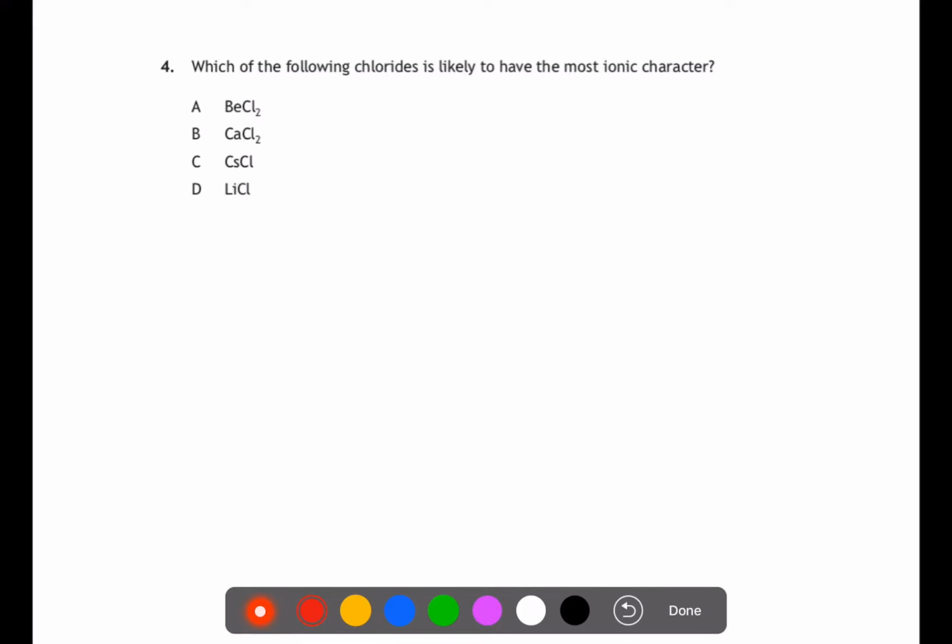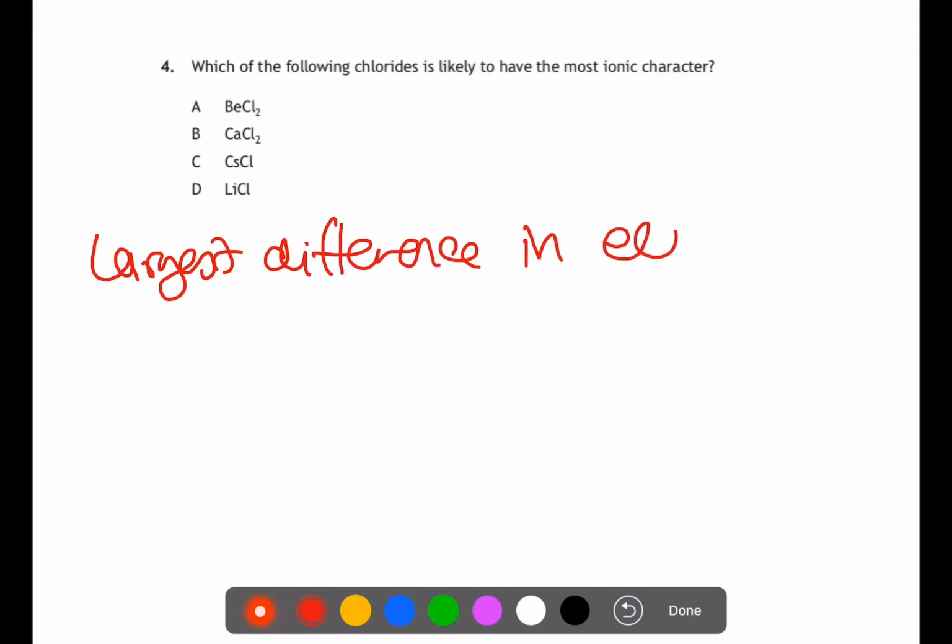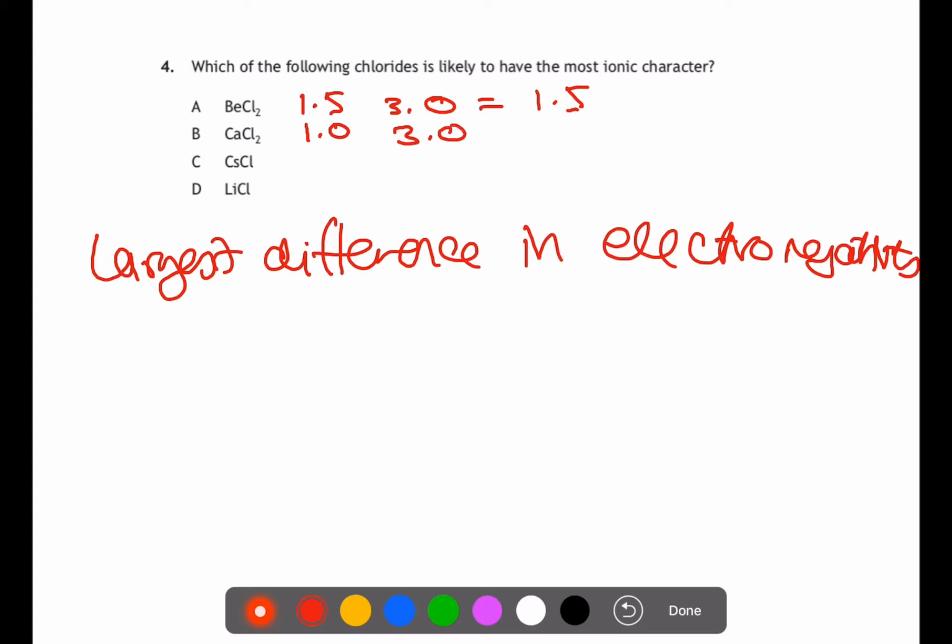Question 4. Which of the following chlorides is likely to have the most ionic character? Here, we're looking for the largest difference in electronegativity. So the difference in electronegativity between beryllium and chlorine: beryllium is 1.5 and chlorine is 3.0, so we have a difference of 1.5. Calcium is 1.0, chlorine is 3, so that's a difference of 2.